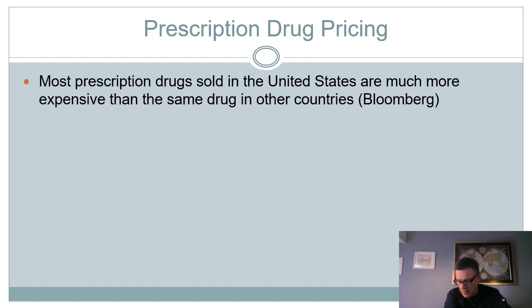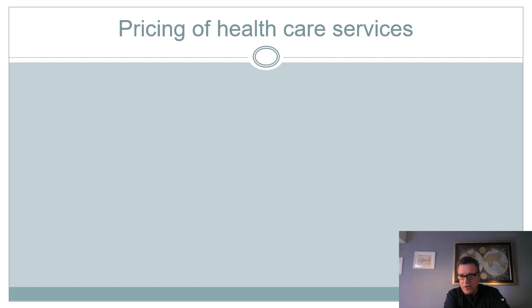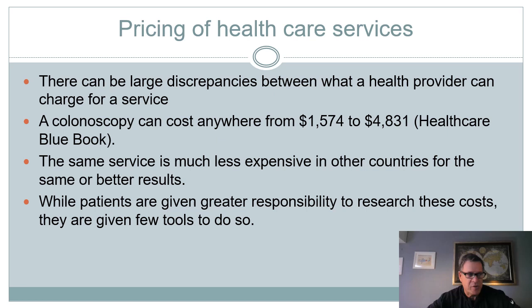So let's look at some of the other things that are used for pricing healthcare services. When it comes to a service itself, there can be huge discrepancies in what a healthcare provider can charge for a service. One common example is a colonoscopy. It can cost anywhere from about $1,500 to almost $5,000, depending on where you go and the circumstances and everything else. And this is basically the same person getting the same service.